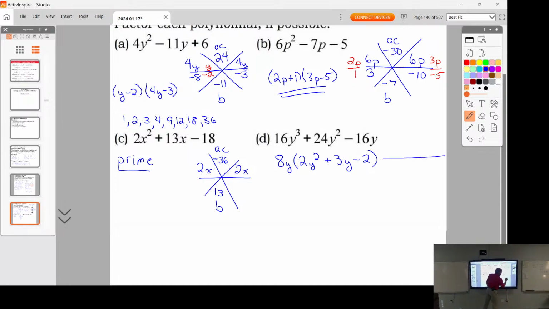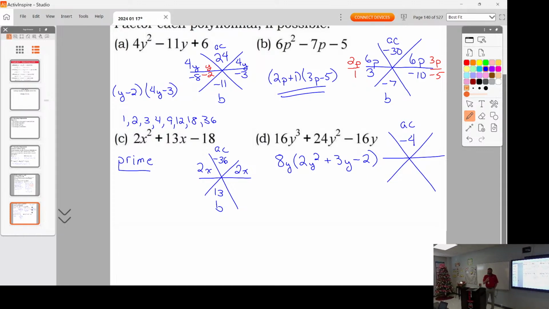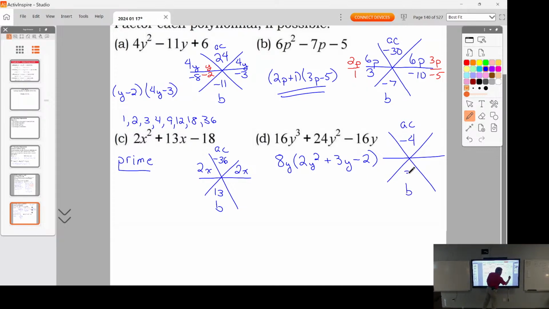We can do our little snowflake. What's a times c? -4. Good. Remember, we're factoring what we factored it down to. Don't go back to the original problem and take 16 times -16. You're going to cause all kinds of problems. Our new a is 2. Our new c is -2. B is 3. Top left, 2y, top right, 2y.